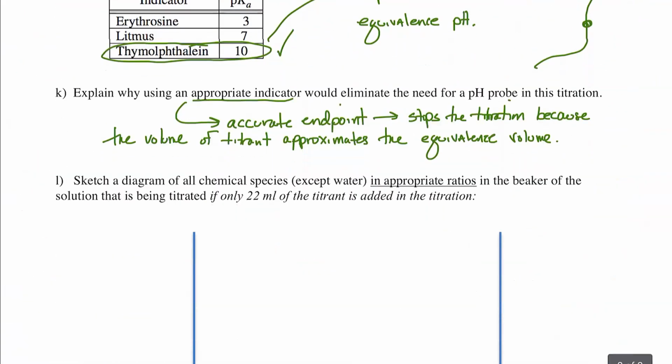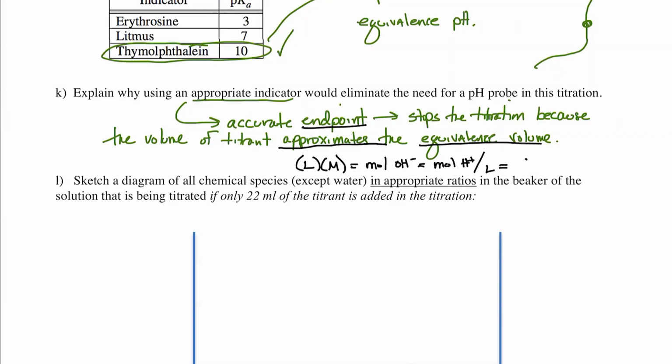All right, so accurate endpoint. An appropriate indicator gives us an accurate endpoint, and the endpoint is not the same as the equivalence volume. So the endpoint approximates the equivalence volume using the volume of what? The base that we added times its molarity. We get the what? Moles of the hydroxide, which equals at equivalence the moles of the H+, which we can divide by its original volume in the beaker to get the concentration of the acid. That's how we were doing this.